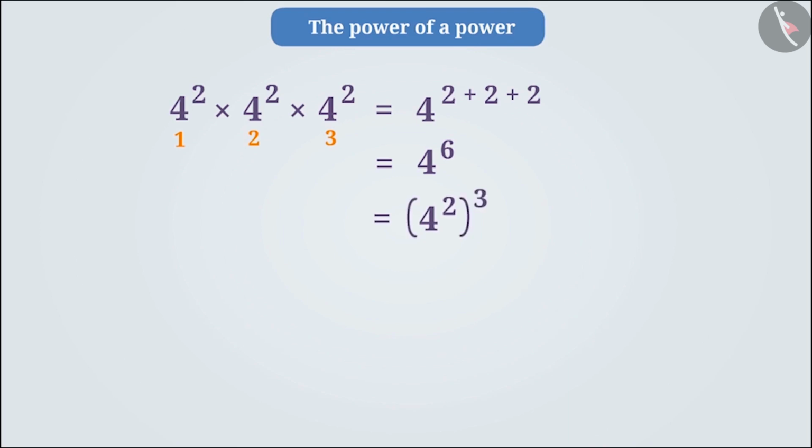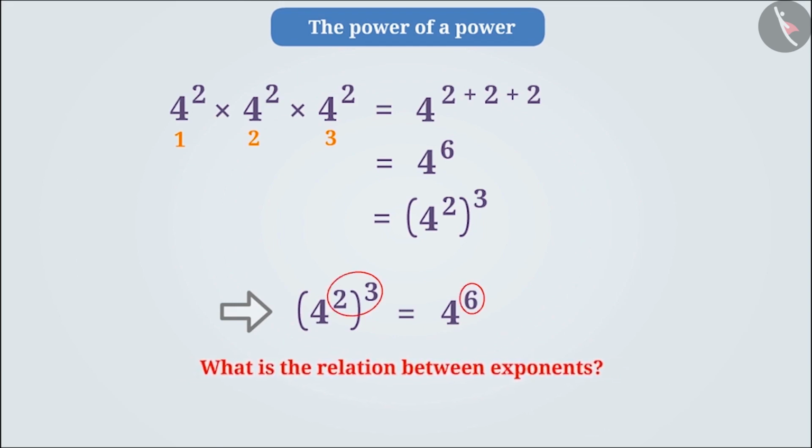Therefore, we can say that 4 square to the power of 3 is equal to 4 to the power of 6. Now the base is the same. Can you determine the relation between the exponents? Think a little.